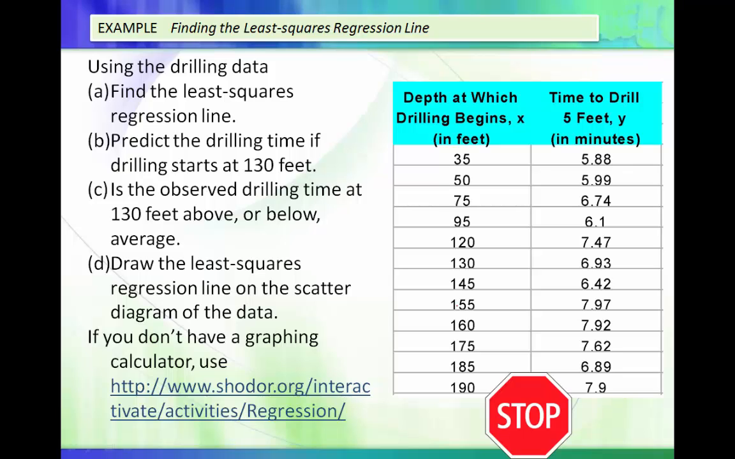Use the drilling data to find the least squares regression line, predict the drilling time if drilling starts at 130 feet, and then answer the question, is the observed drilling time at 130 feet below or above the average? And notice we collected, this would be our observed value for 130 feet. Then draw the least squares regression line on the scatter diagram of the data. If you don't have a graphing calculator, use the Schroeder site.